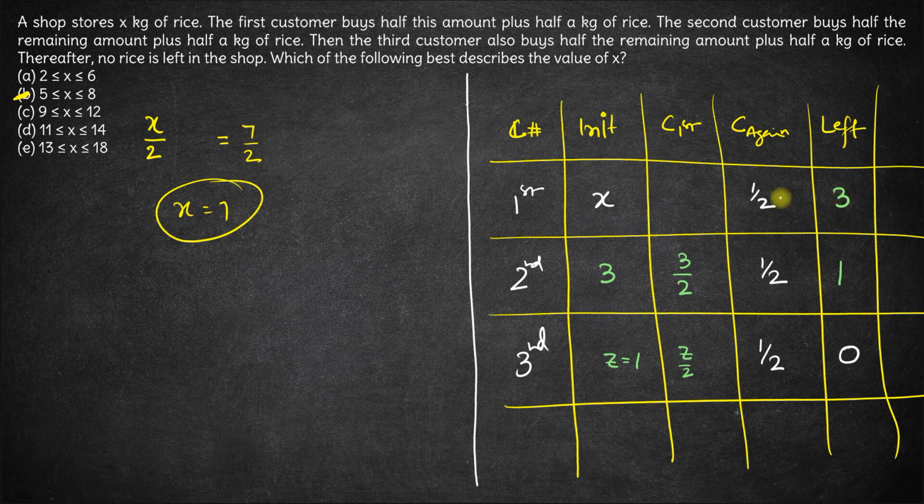So that means after the first customer left, the shopkeeper must have had 3 kgs with him. Now this is 3 kgs left after the first customer buys half a kg more. That means before this half kg, the shopkeeper must have had 3 plus half, 3.5 kgs. If this is the amount shopkeeper had, then the customer must have also bought 3.5 kgs, right? So if the customer also bought 3.5 kgs and the shopkeeper also had 3.5 kgs, that means the shopkeeper initially had 7 kgs. So the answer must be option B. This is another way of solving the same question. Thank you.